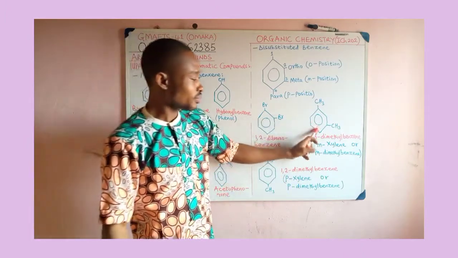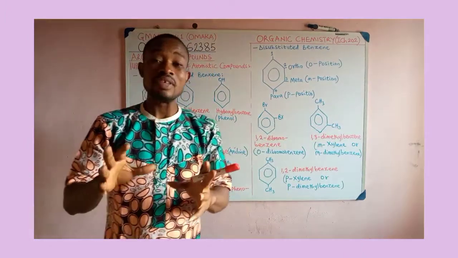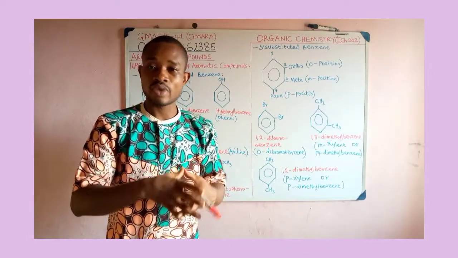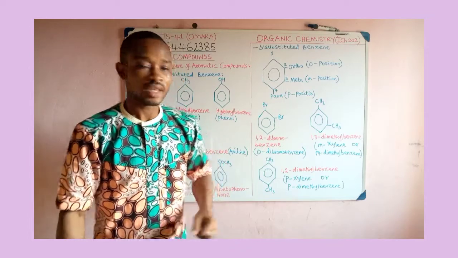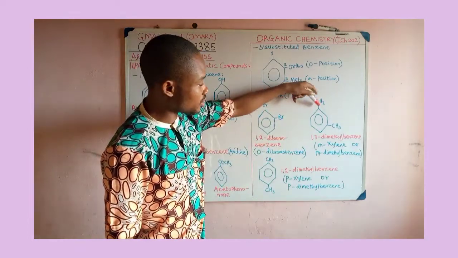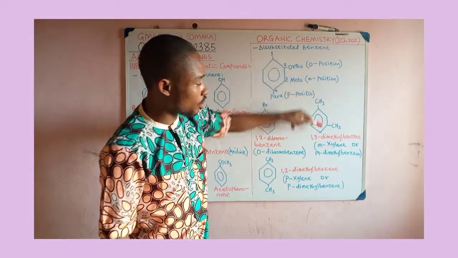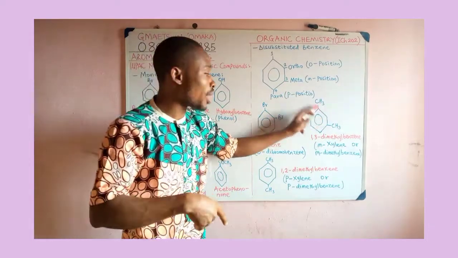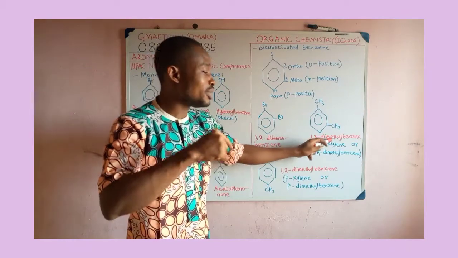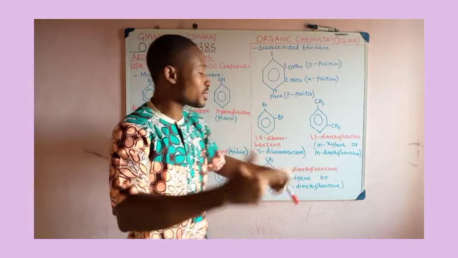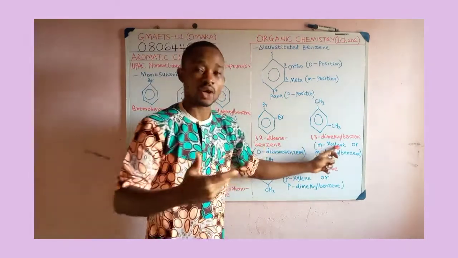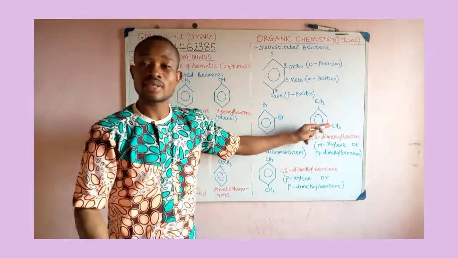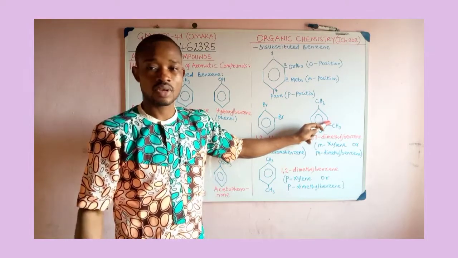Look at this here. When you have two methyl attachments on the benzene ring, we refer to it as xylene. Now look at this. On the first carbon atom here you have CH3, then on the third carbon atom you have CH3, the same group. So this is actually 1,3-dimethylbenzene, which you can still refer to as what? m-xylene or m-dimethylbenzene, because the second attachment is cited on the meta position.